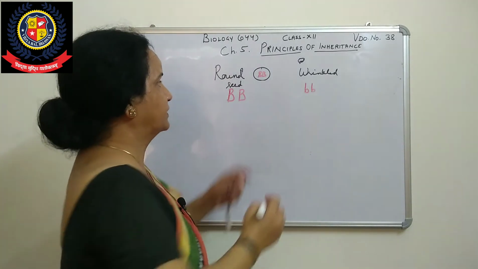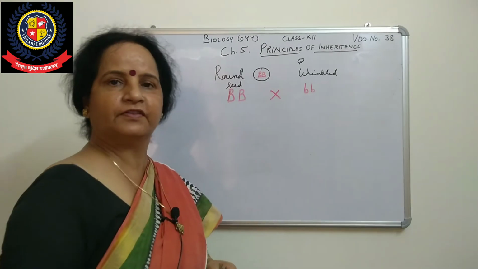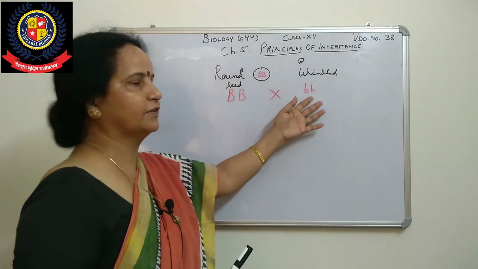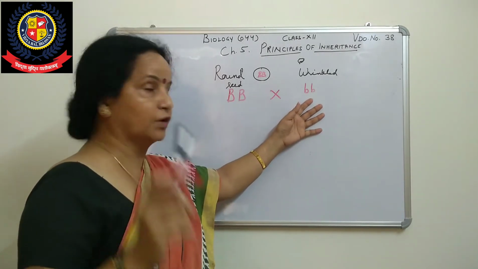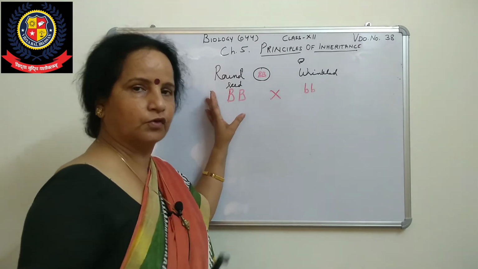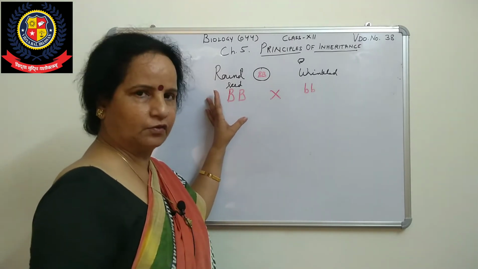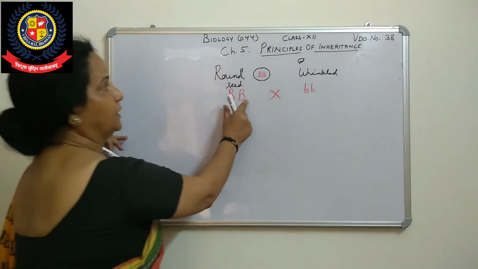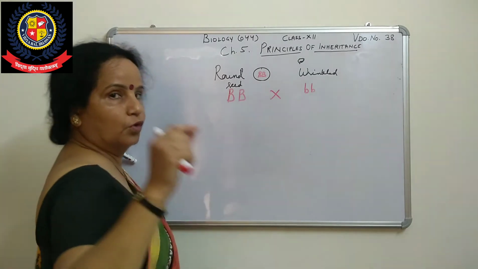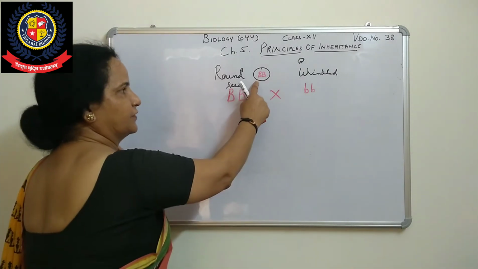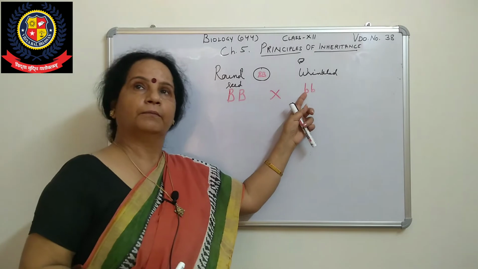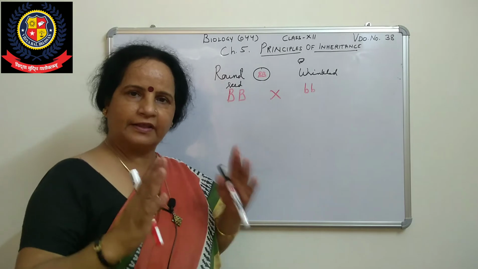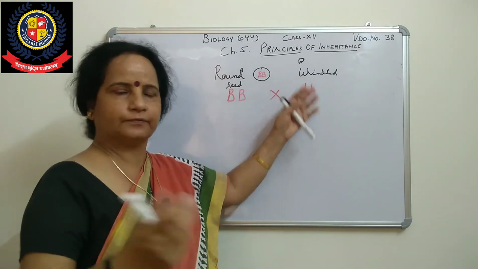Now what happens when we make a cross between round and wrinkled, round BB and wrinkled bb? This is a 5 marks question in the board examination. Just try to understand; go through your book again, and in the next class you can ask. First, why is BB round? Because more starch is synthesized here. And why is bb wrinkled? Because less starch is synthesized here, so it shrinks or wrinkles.